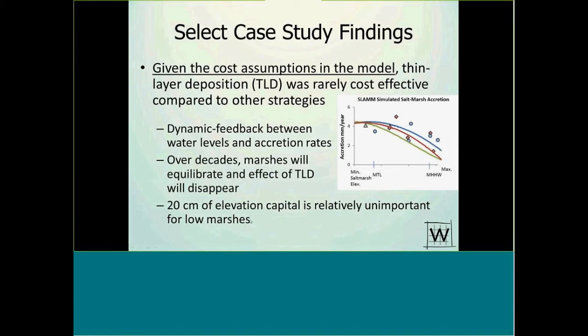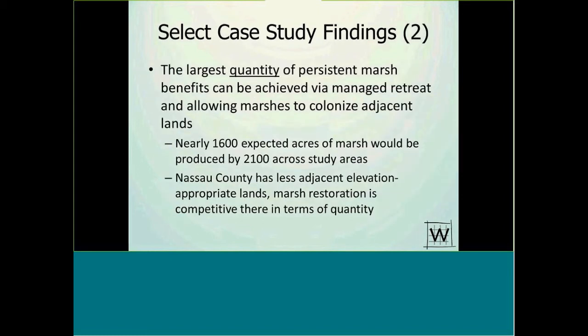And the other finding that I'll cover in a little bit more detail is that we just found that 20 centimeters of elevation capital, in terms of looking over a decadal time scale, is relatively unimportant for low marshes. Another case study finding was that we really could get the largest quantity of benefits via managed retreat, allowing the colonization of adjacent lands. It's not necessarily always cost effective, depending on your cost assumptions, but it provides you with the most persistent set of marshlands that give you the longest term benefits.